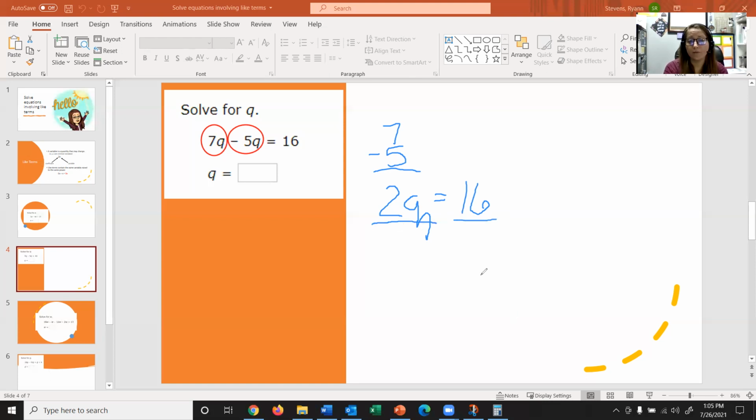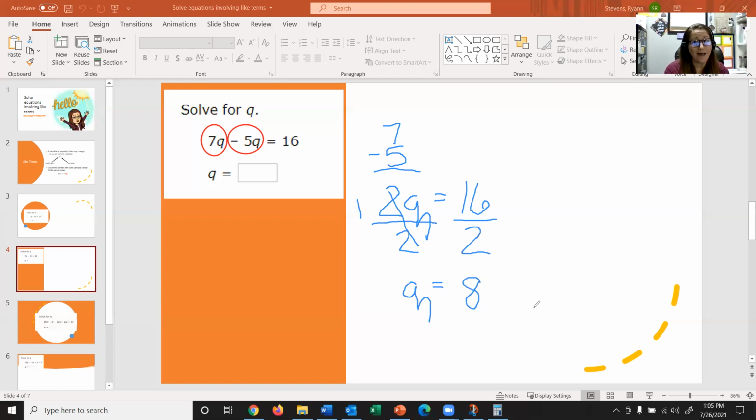And what we want to divide both sides by is the number that is with q. We want to get rid of that number. So we're going to divide both sides by 2. Okay, and what this does is 2 divided by 2 is just going to give us an answer of 1. So that leaves us with just q, or 1q. And then we want to figure out, what is 16 divided by 2? Well, we know that 2 times 8 will give us 16. So 2 can go into 16 8 times.